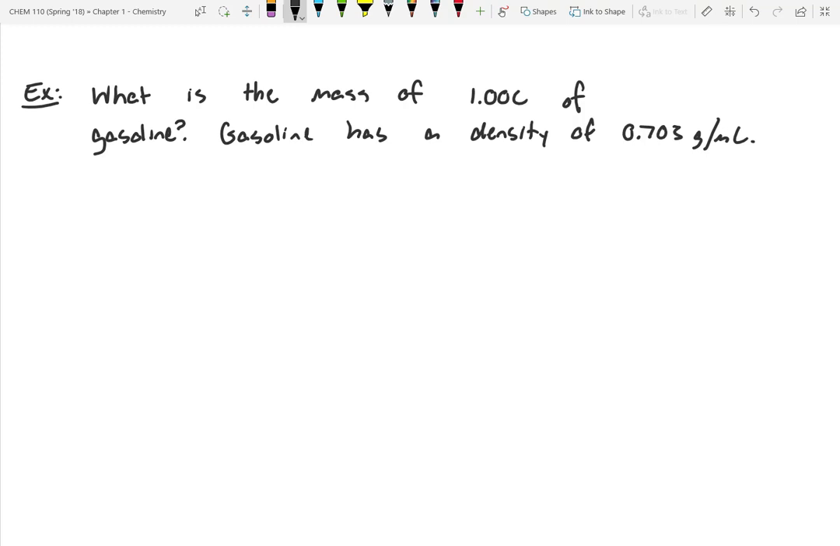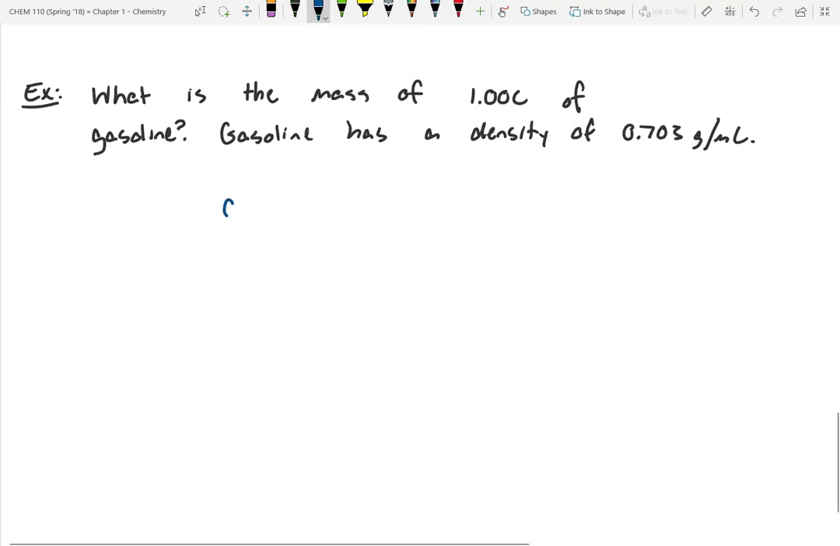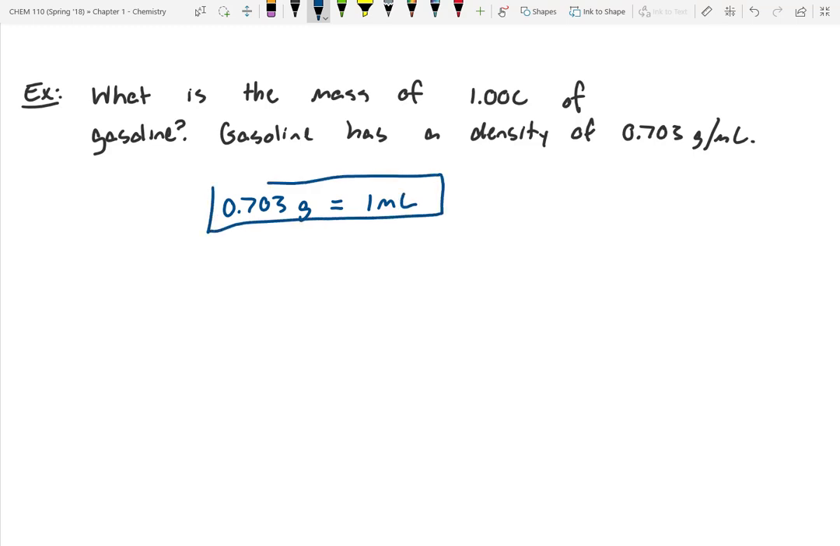So anytime I do these, I like to write out my conversion factor. We might need a few conversion factors here. One is just straight given to you, right? That was the density. So we can say 0.703 grams is equal to 1 milliliter, right? That's density. So that's one conversion factor we have.